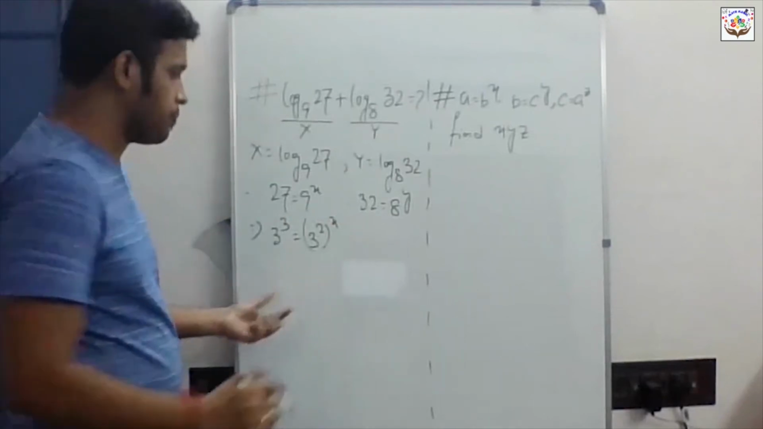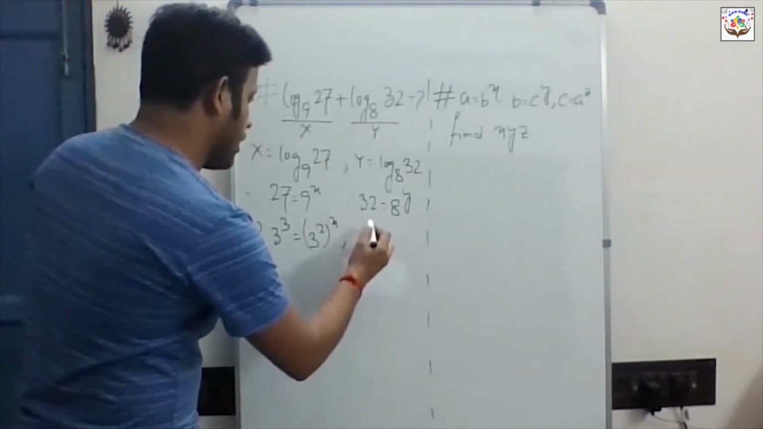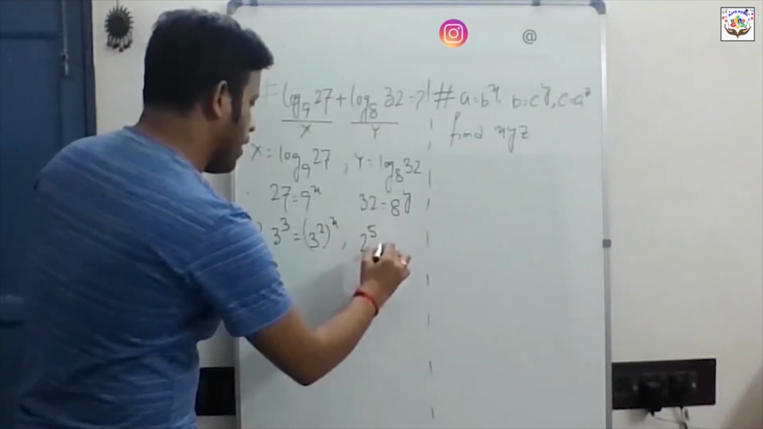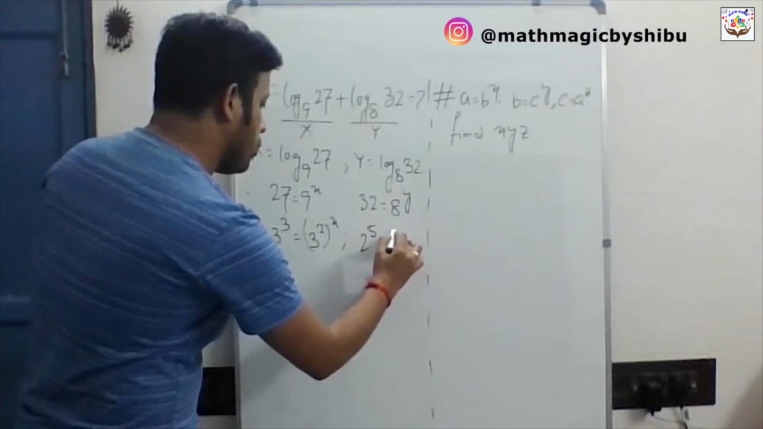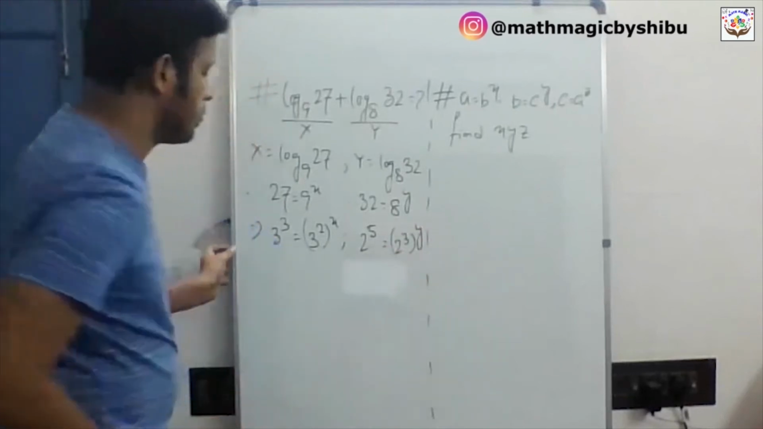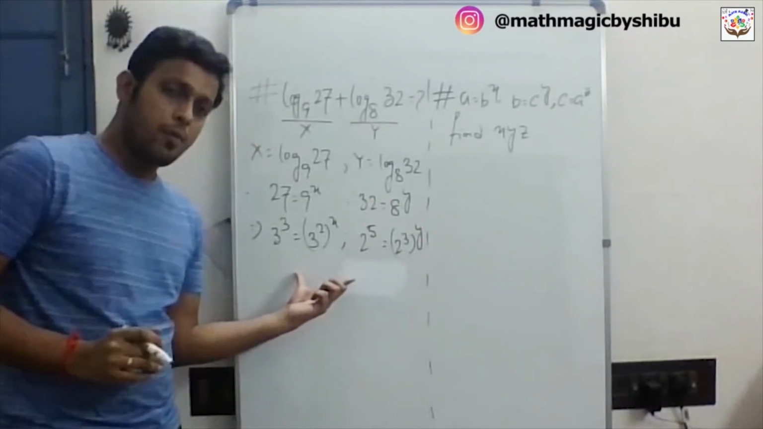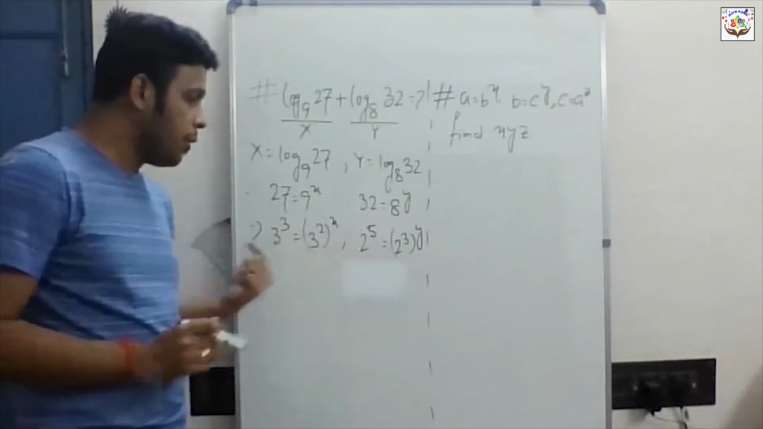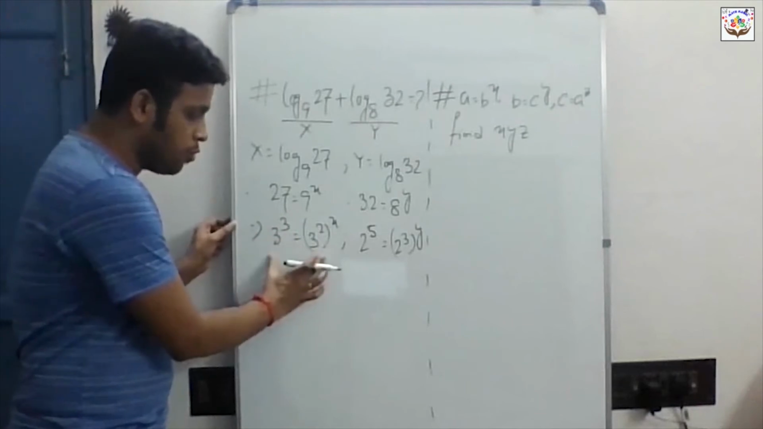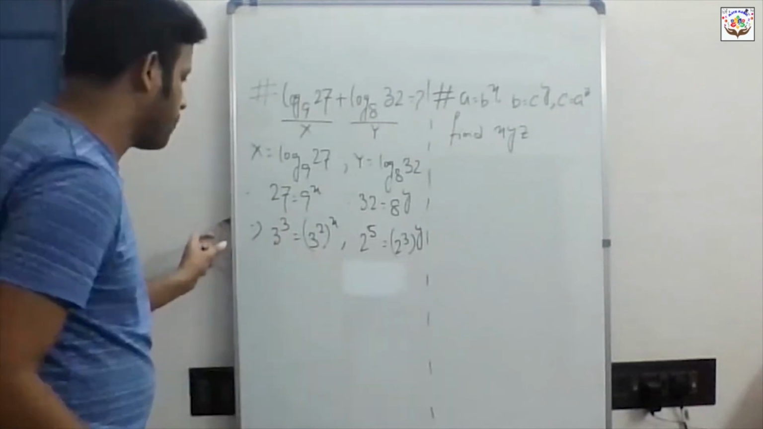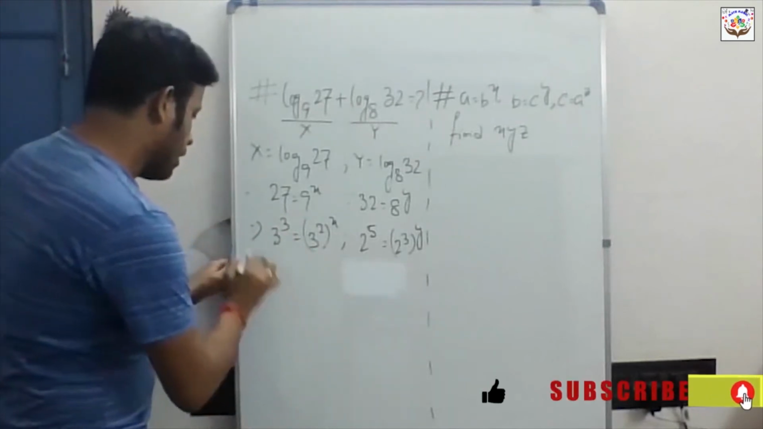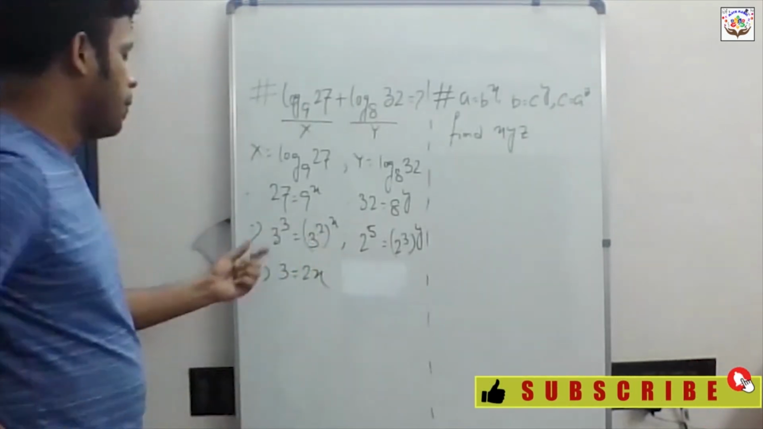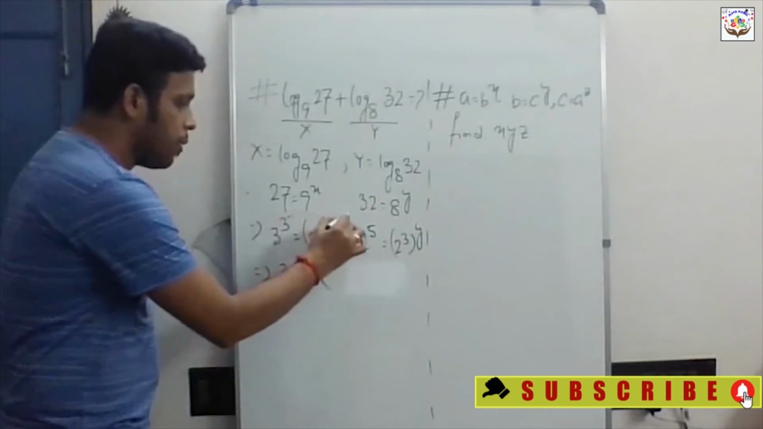Understood? Similarly, can we write 32 as 2 to the power 5 and 8 as 2 cube? Just see what I am trying to do. I am trying to equate the base of this two part and this two part. So can we write 3 equals to 2x by equating the powers?